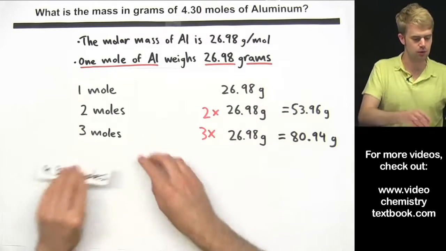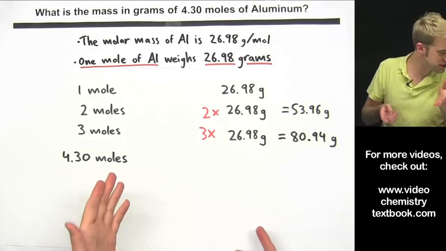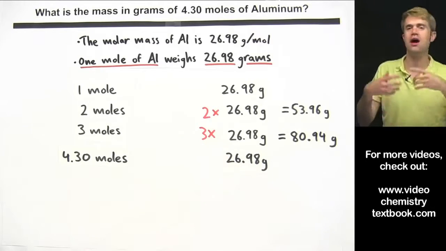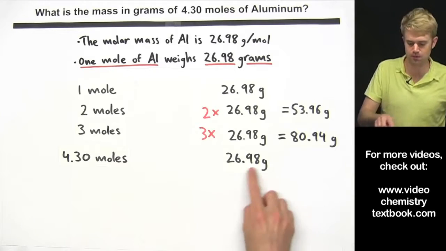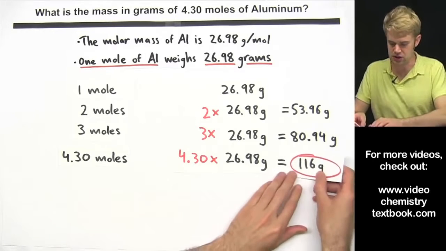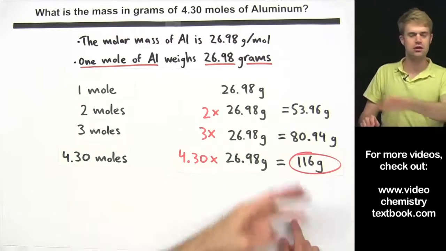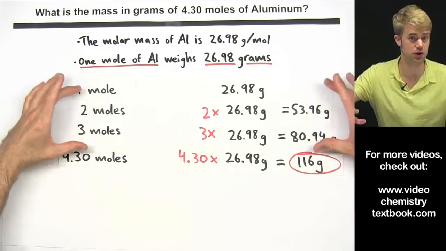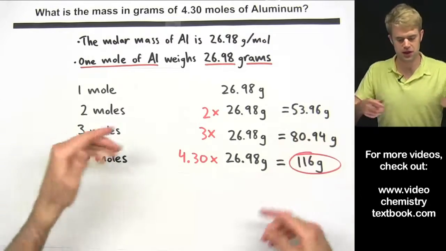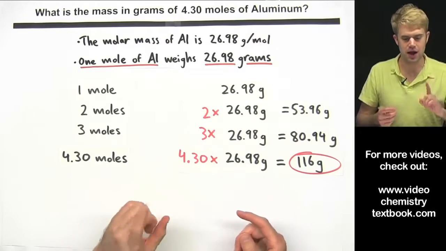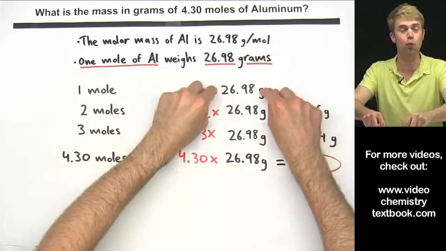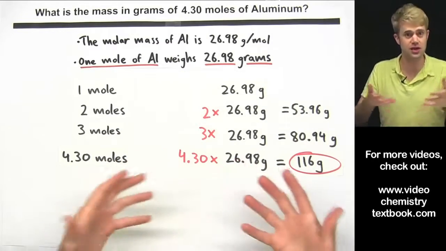Now, in this problem, we're talking about how much 4.30 moles weigh. Once again, we know that this is how much 1 mole weighs. We don't have just 1 mole, we have 4.30 moles. So let's take this number and multiply it by 4.30. That is going to give us 116 rounded to 3 significant figures. I haven't worried about significant figures for the numbers up here. So basically, all I'm doing here is just thinking through the problem, keeping in mind that the molar mass tells me how much 1 mole weighs. And all I have to do is just multiply how much 1 mole weighs by however many moles I have.